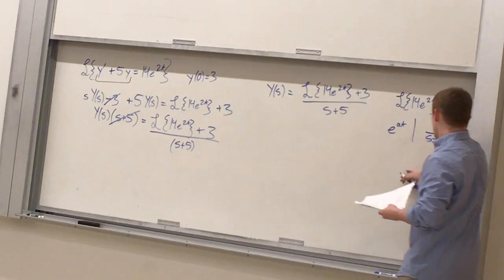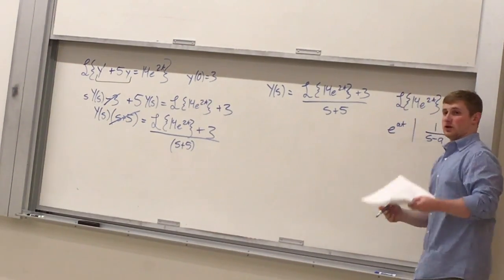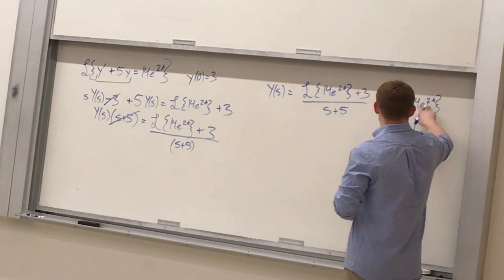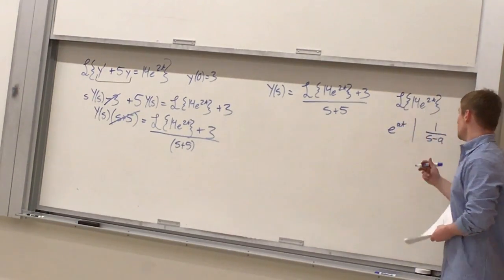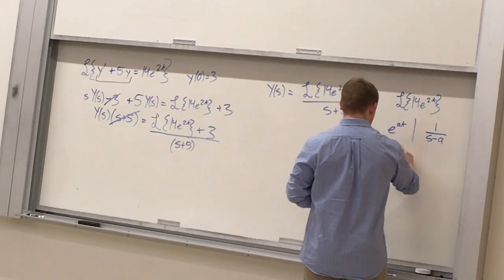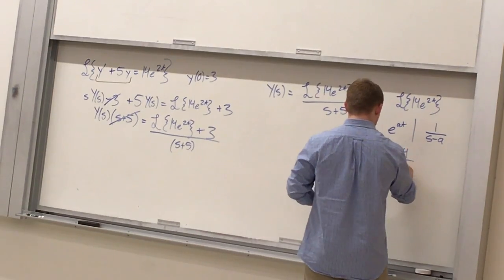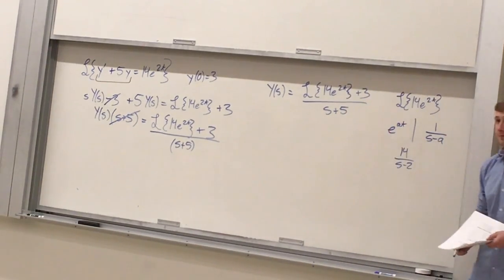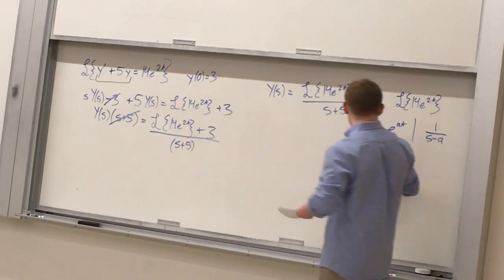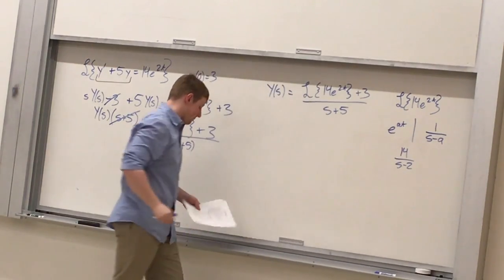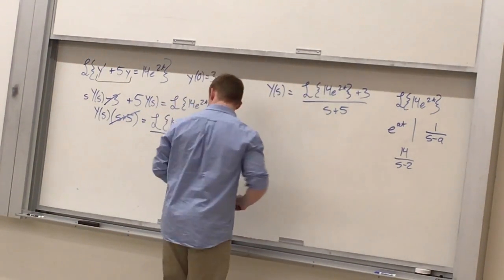So in this case, I have a 14 out in front, which I can just keep out in front, and my a value is 2. So the Laplace of this is just going to be 14 over s minus 2. So I can take this and plug it in where I have my Laplace written up there.